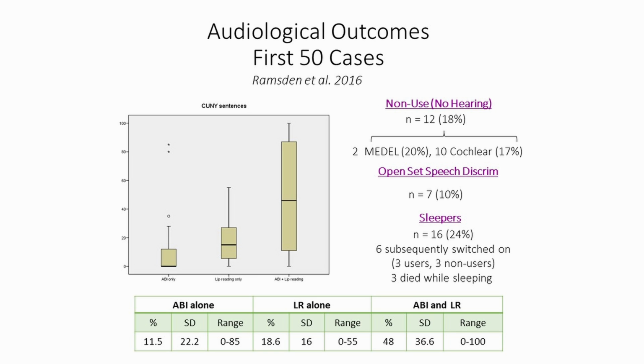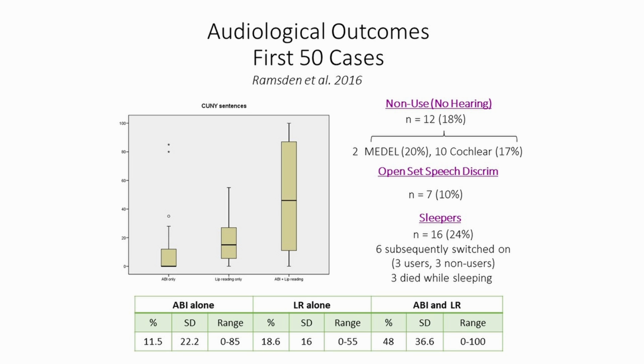So if you imagine back to the cochlear implant outcomes where people were scoring sort of 60, 70%, this is the outcomes that you get with the ABI alone. So without lip reading, you only get 11%. So much worse outcomes with an auditory brainstem implant compared to a cochlear implant. So if we can use a cochlear implant, then we will. But unfortunately, we can't for a lot of our patients.